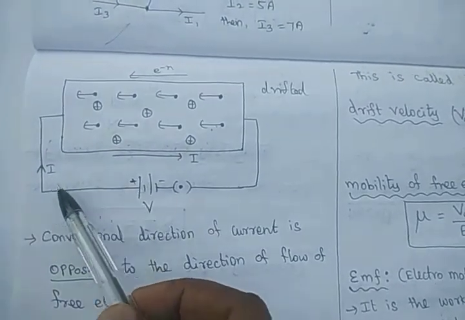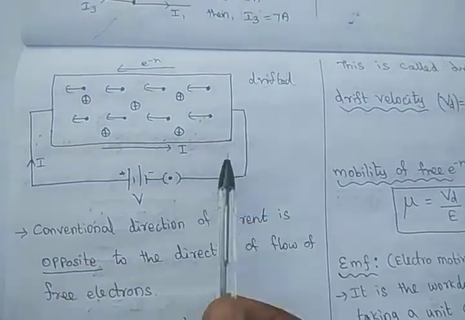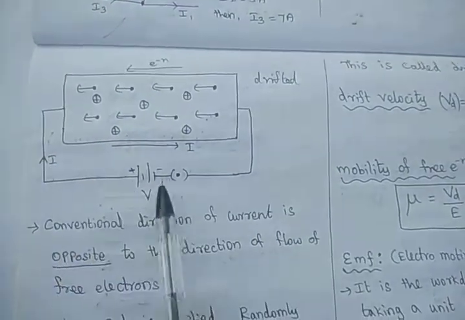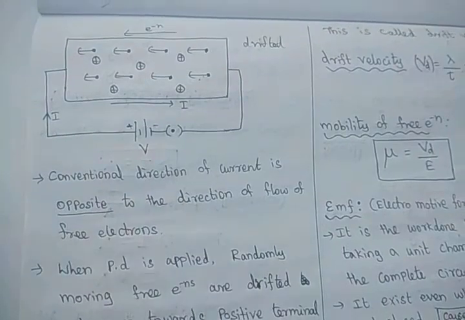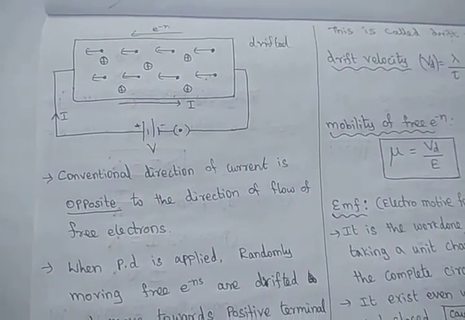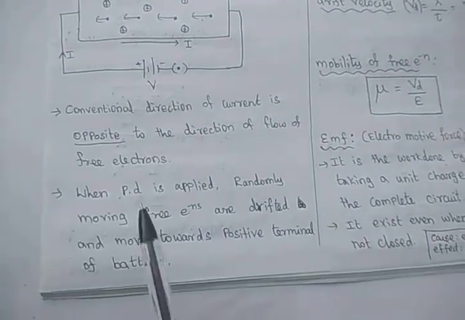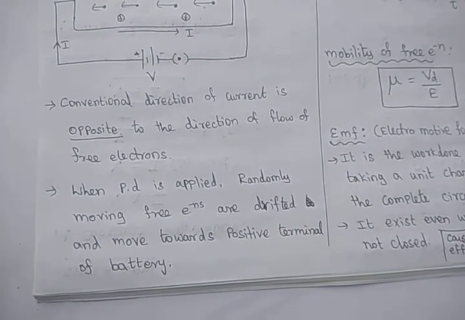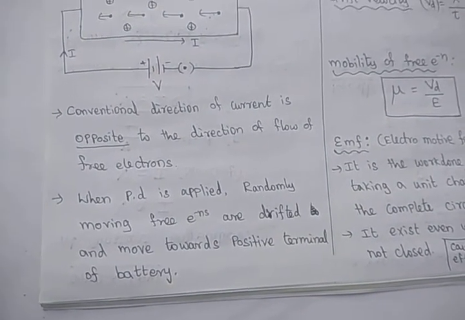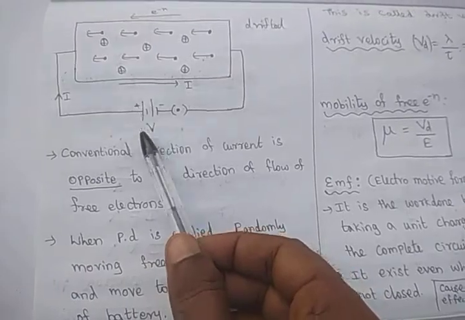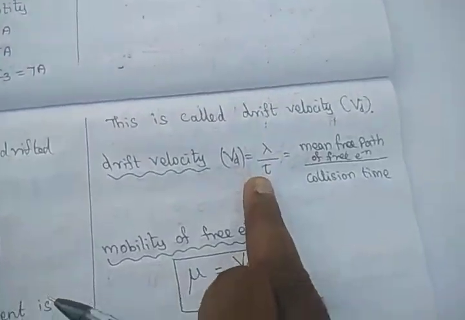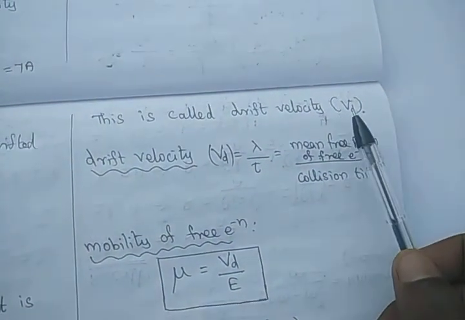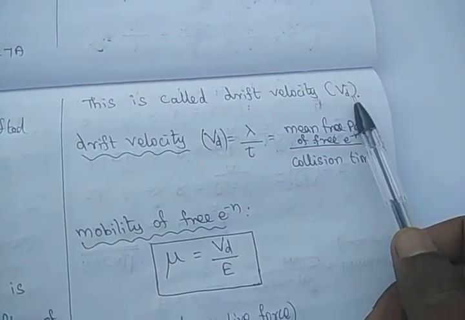So the current direction is from positive to negative, and the electron direction is negative to positive. So the conventional direction is always opposite to the direction of flow of electrons. When the potential difference is applied, the randomly moving free electrons drift and move towards the positive terminal of the battery, and this velocity is called the drift velocity.